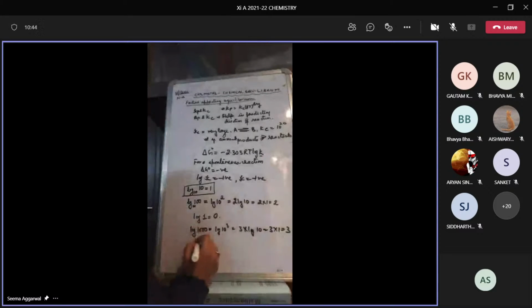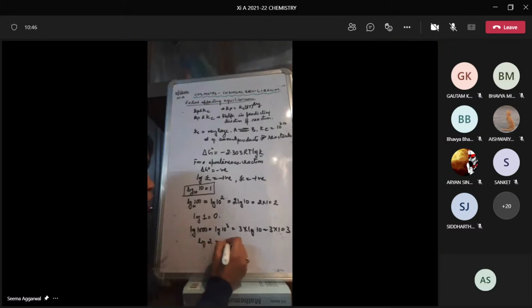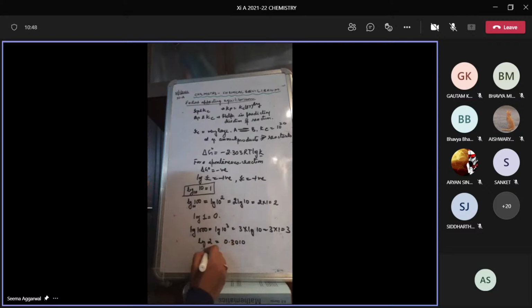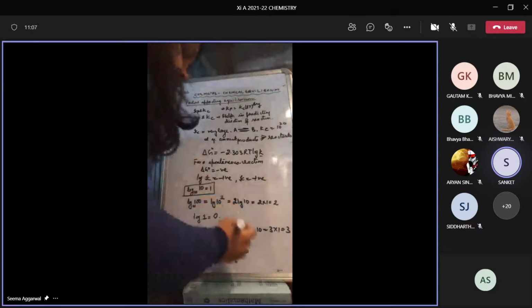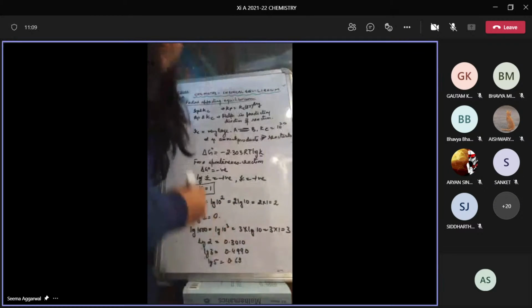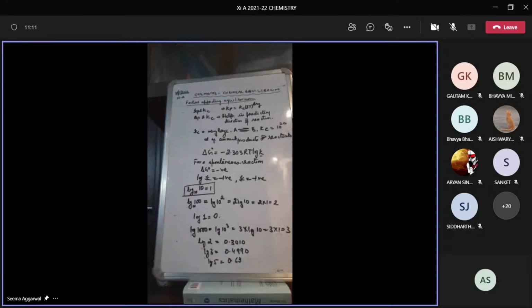Another thing for the time being you can remember is log 2. Log 2 is 0.3010, log 3 is 0.4771, log 5 is 0.6990. So these simple values of the log you can remember for the time being. Is it okay, Bhavya?